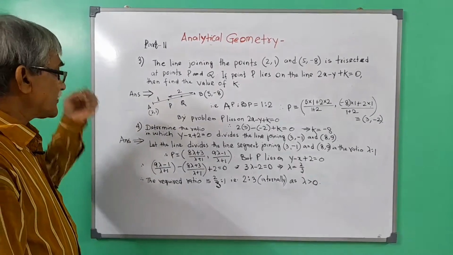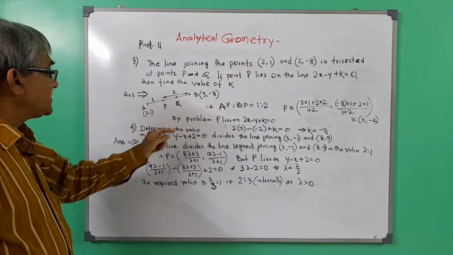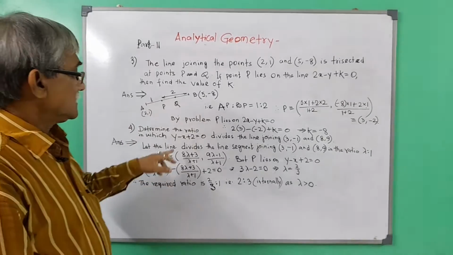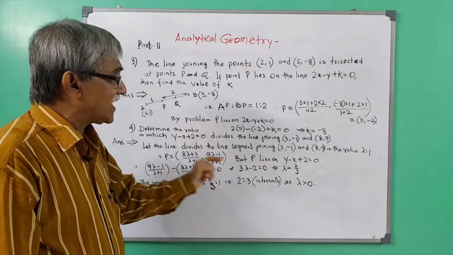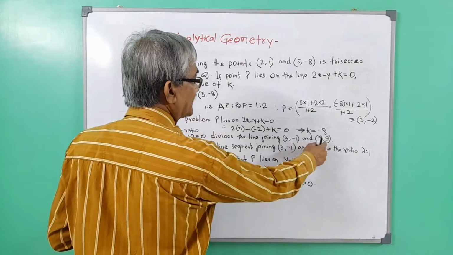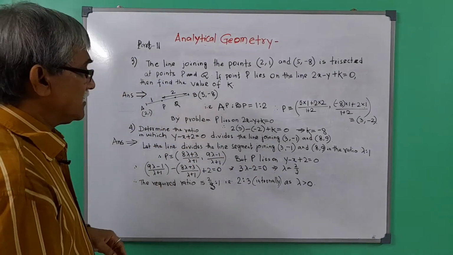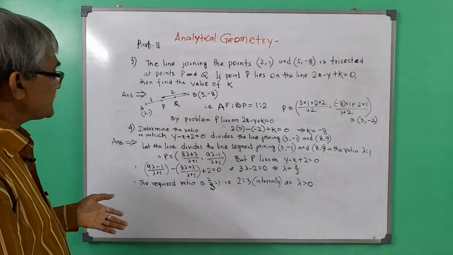Now come down to example number 4. What is the question there? The question is, determine the ratio in which a straight line, y minus x plus 2 equals 0, divides the line joining these 2 points 3, minus 1 and 8, 9. Okay? This is your question.